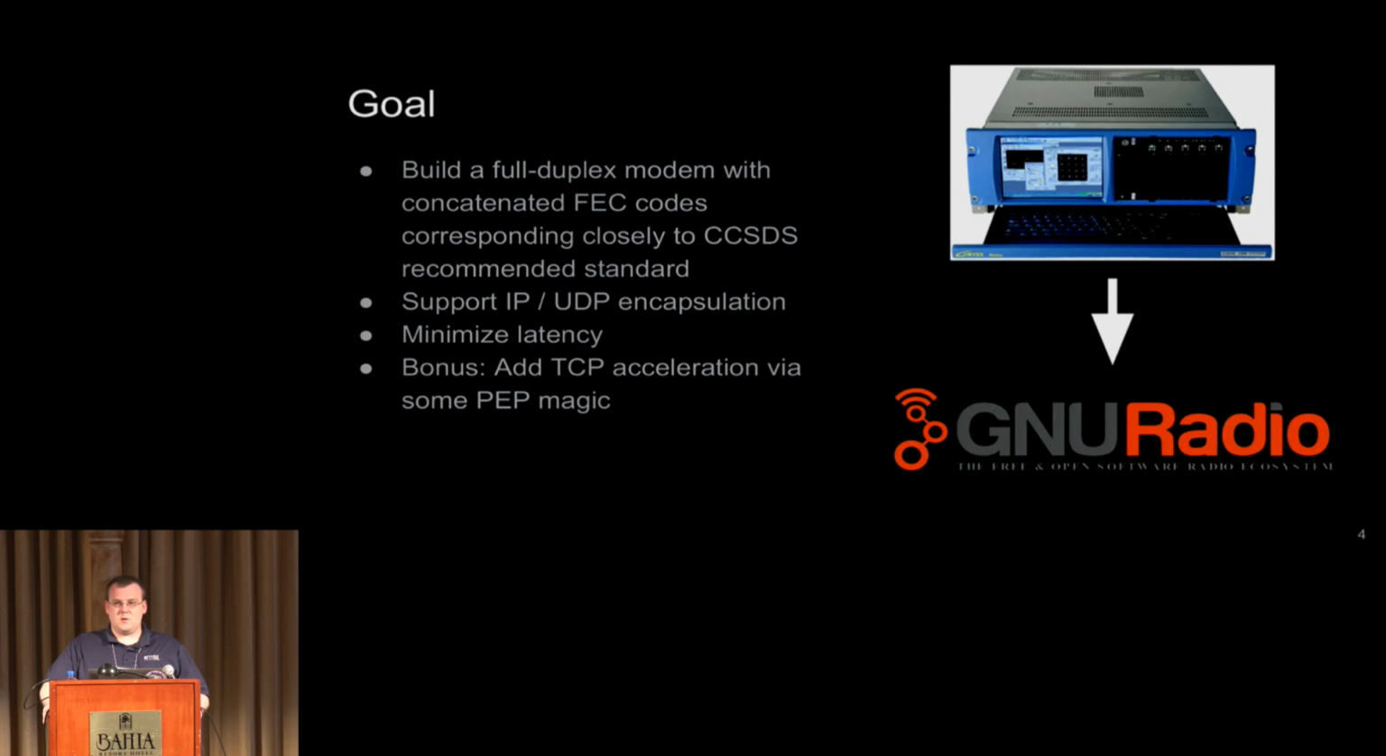Latency minimization was a high priority on this design. I've built things like this before with less complex systems. If you don't implement it correctly, you often cause a bunch of latency yourself in your own flow graph. So this was a big part of this work. The bonus was to add TCP acceleration via some performance-enhancing proxy magic. I don't think I'll talk about that today, but that was something that was done.